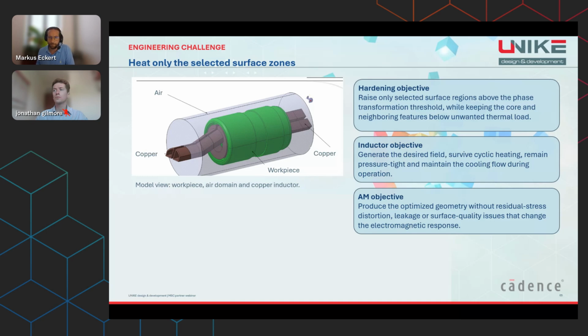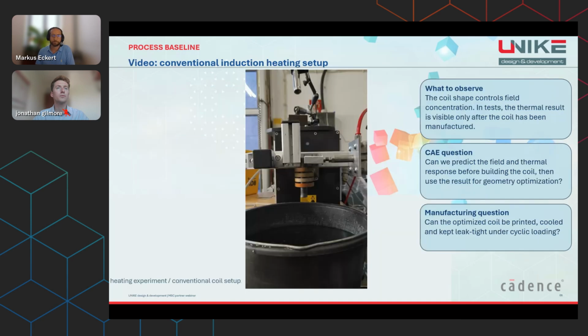load. At the same time, the inductor itself is a tool with its own requirements. It must generate the desired field, must not overheat, must be internally cooled, and must remain leak-tight under pressure. The third level is additive manufacturing. The optimized geometry must not be changed by distortion, rough channels, porosity, or leakage to such an extent that the electromagnetic function is lost. This is why the task is not an isolated CAD problem. It's a coupled CAE manufacturing problem.